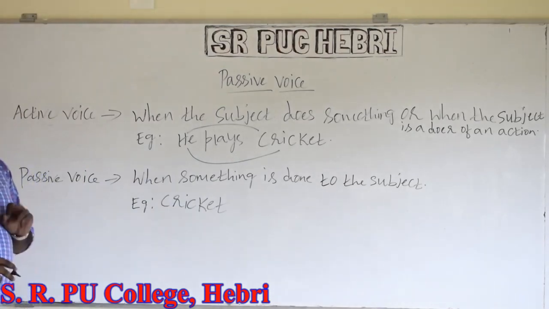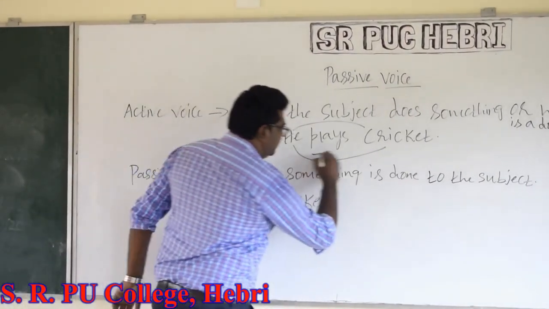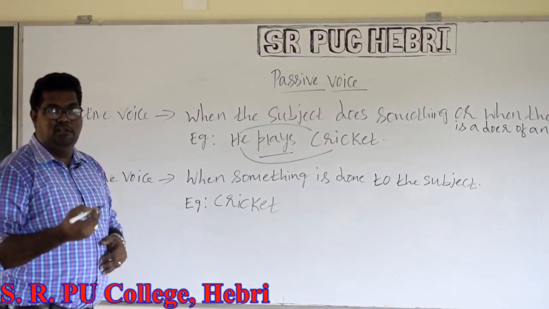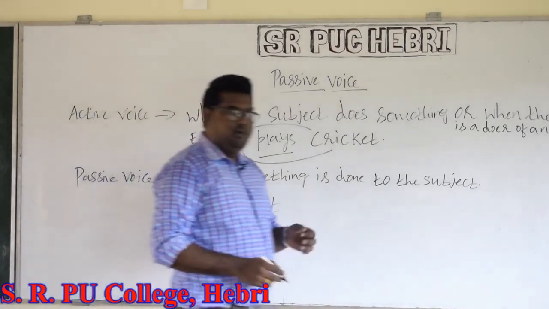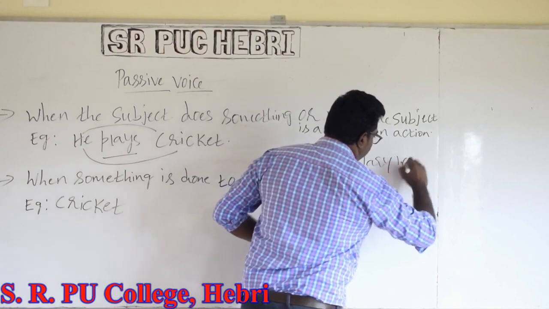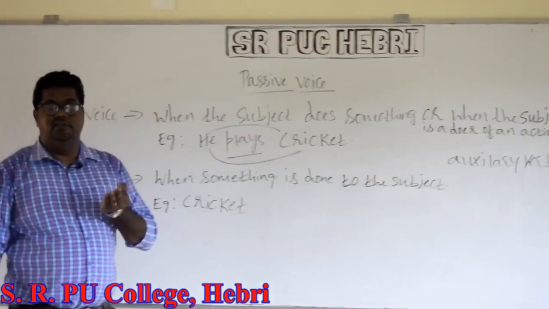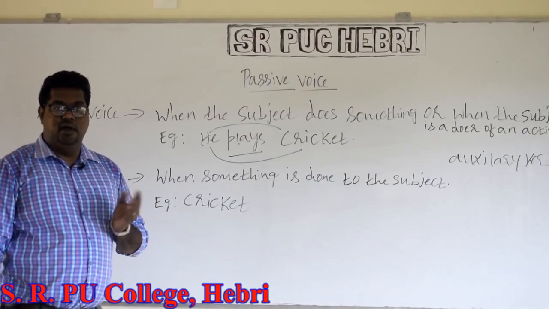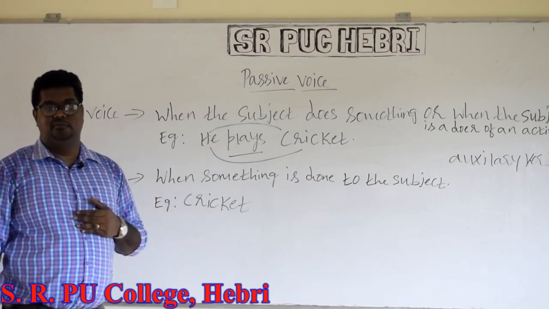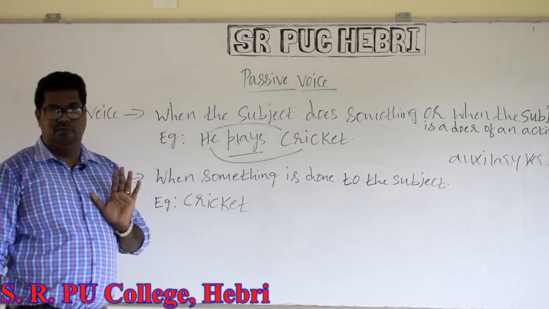Secondly, we need to identify the main verb. In this sentence, plays becomes the main verb. After identifying the main verb, we are supposed to apply the auxiliary verb. Most of you might know, auxiliary verb is also called helping verb. For example, in present tense, there are 3 auxiliary verbs: am, is, are. Similarly, in past tense, was and were. In perfect tense, has, have, had. So these are the auxiliary verbs.